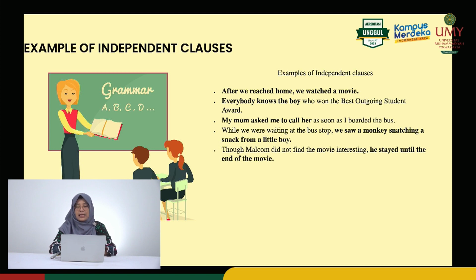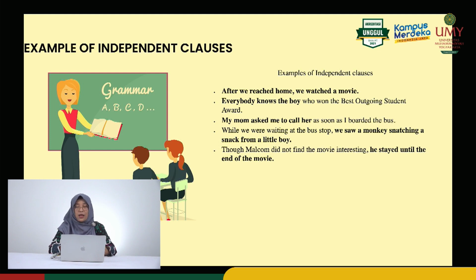And the second example is everybody knows the boy who won the best outgoing students award. So the bold words, everybody knows the boy, is the independent clause. And the third example, my mom asked me to call her as soon as I boarded the bus. My mom asked me to call her is the independent clause. And what about the next example? Which one is the independent clause? Yes, you're right. We saw a monkey snatching a snack from a little boy. That's the independent clause. And the final example, though Malcolm did not find the movie interesting, he stayed until the end of the movie. Yes, the independent clause is he stayed until the end of the movie.